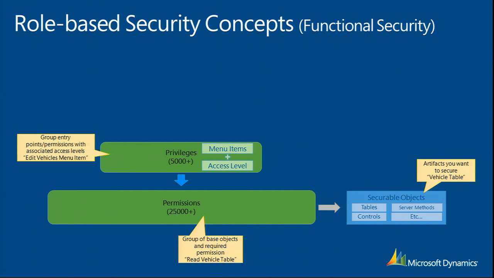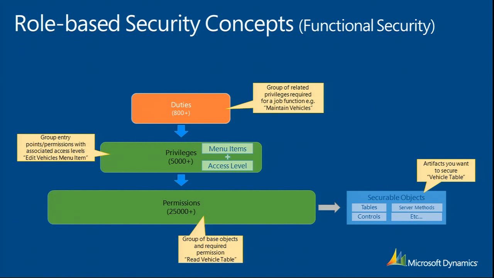Since we group those into group of tasks, the number of items you see that we ship out of the box is a lot less than 25,000, right? But still, 5,000 is a higher number to manage. So what we do is we group those further using duties. So duties groups privileges into separate buckets of job function. What it really does is first groups privileges into one bucket of a similar task, and second, it reduces the granularity that the privileges expose, right?